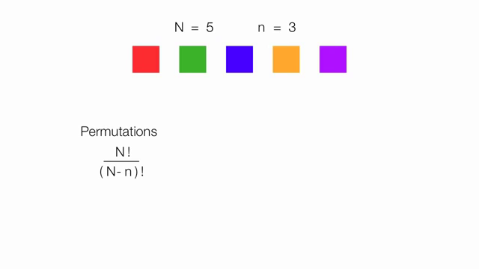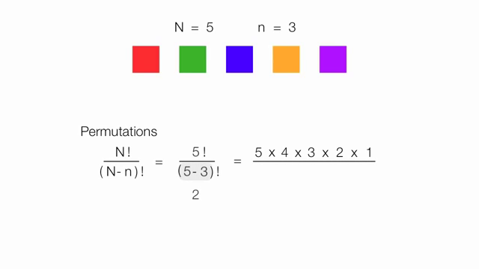I will calculate the number of permutations first, and this is equal to 5 factorial divided by 5 again minus 3, which is how many I'm picking at a single time, all this factorial. Then in the numerator at the top, I have 5 times 4 times 3 times 2 times 1, which is 5 factorial. In the denominator, I have 5 minus 3, which is 2, or 2 factorial. So I have 2 times 1.